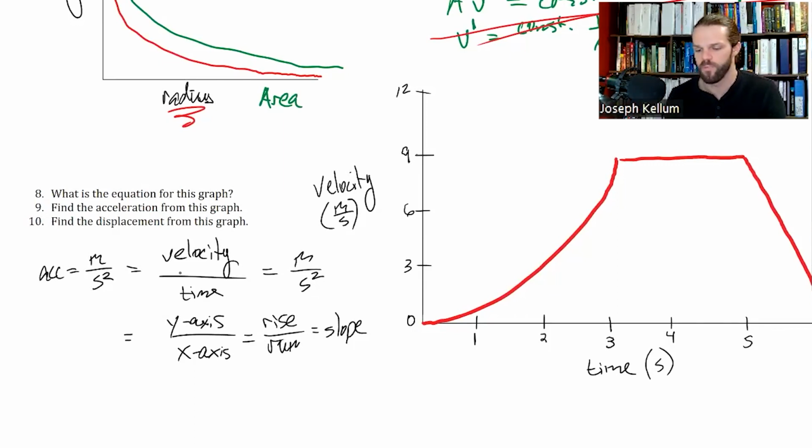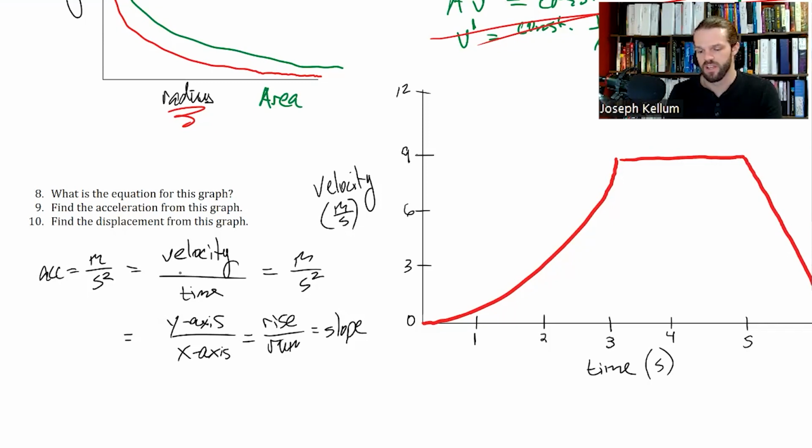Similarly, let's think about how we would find, let's say, displacement. That's what I'd written down here. So let's think about displacement in this graph. Where does displacement come in? Well, use the exact same approach. So here we have our axes again, our velocity and time. And so in order to get displacement, which is in units of meters, what we need to do is multiply our y-axis by our x-axis.